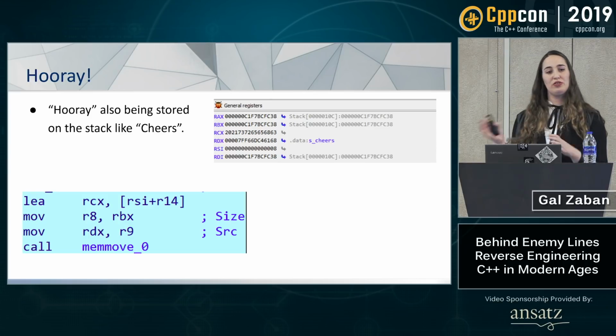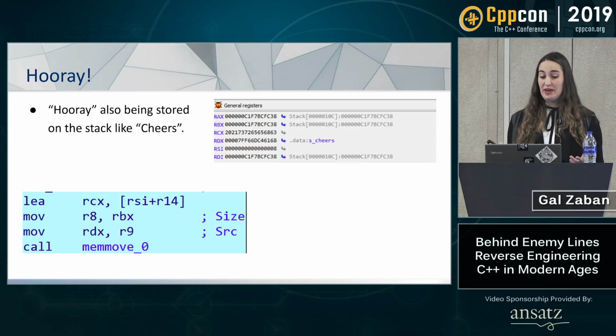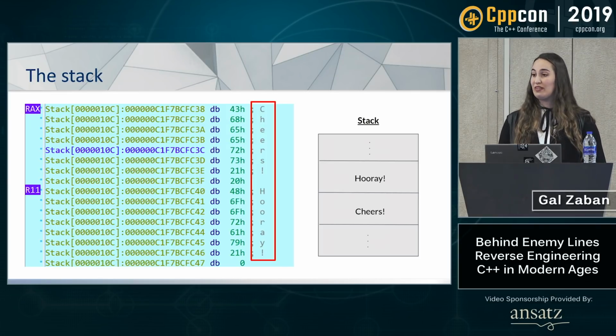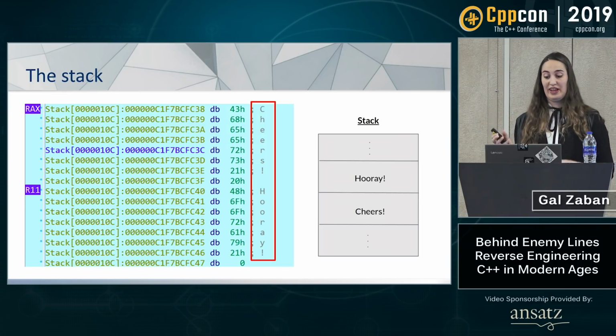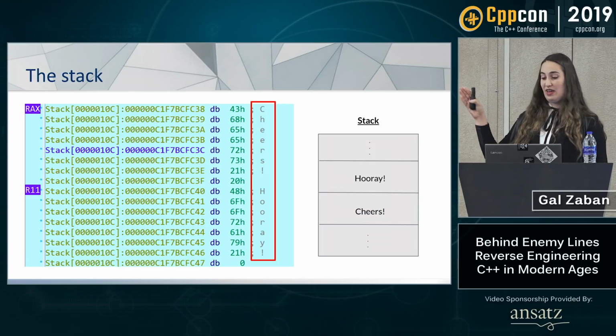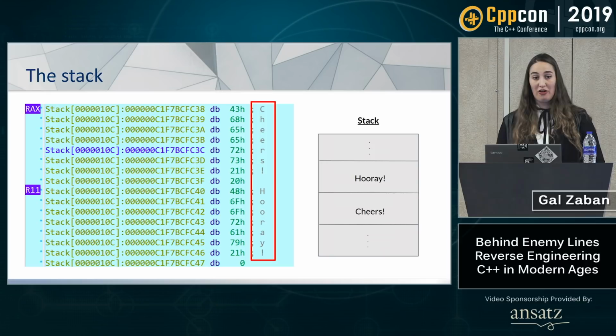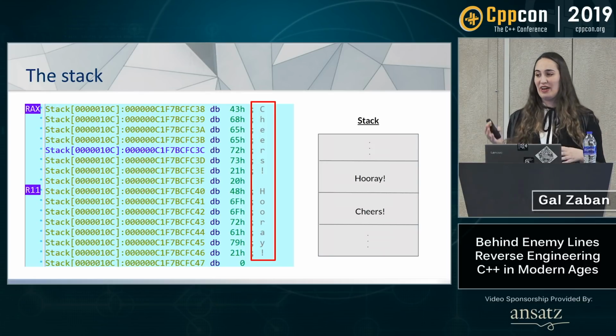So this is the first thing we had. We have the cheers. We saw that it is being stored on the stack. The second thing that I saw was hooray. Hooray is also being stored on the stack. The process is very similar to how it looks in cheers. So I'm just going to move on and show you how the stack looks. So you have cheers and hooray both on the stack. You can see on the right how the stack looks approximately, and also on the left how it looks when I debug the code and look at the stack.